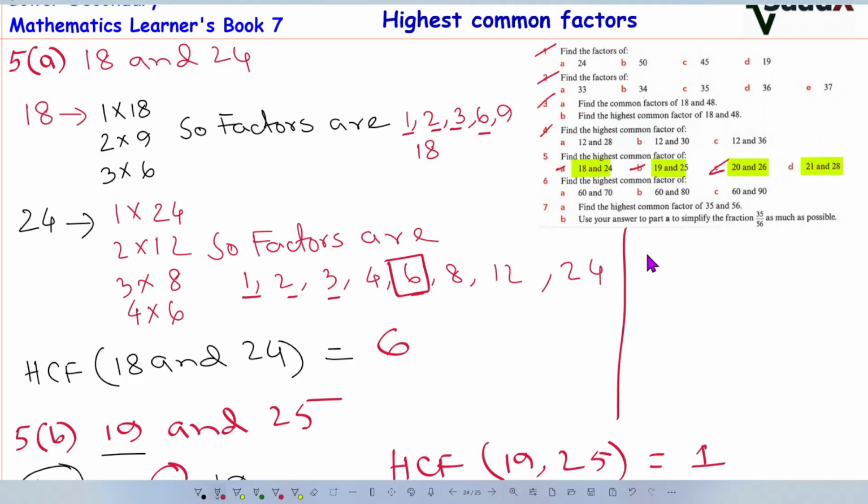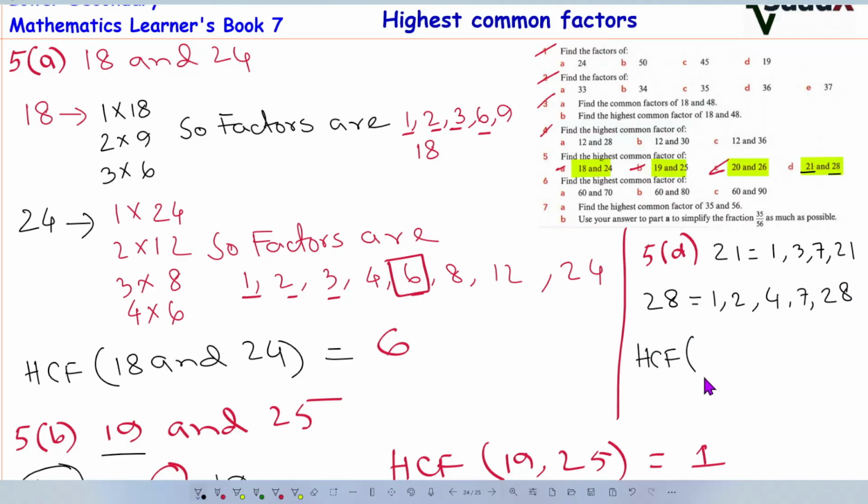Number D, 5D, we can write in here. 21 and 28. 21 is a 1, 3, 7 and 21, right? And 28, the factors are first 1, then 2, 3 not possible, 4 possible, 7 possible, and finally 28. So HCF of 21 and 28, which one is common? The highest common is what? 7, right? So our answer is 7.